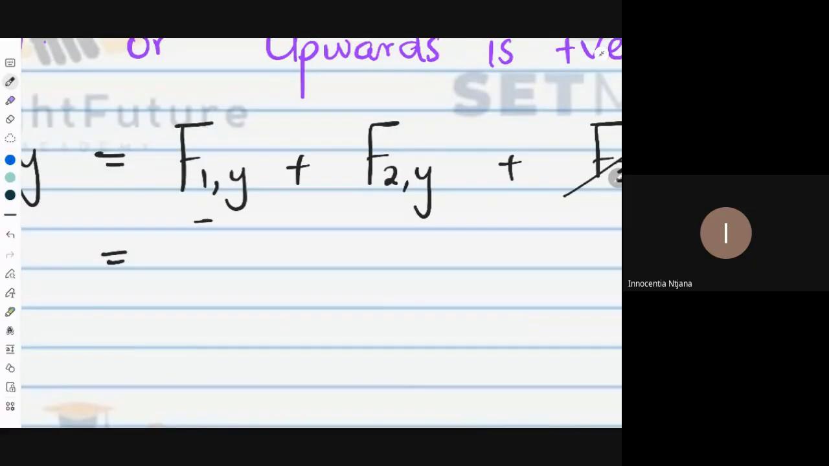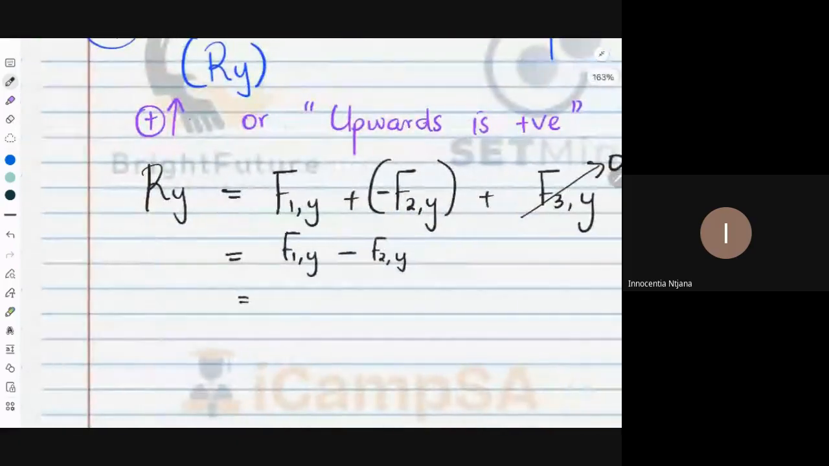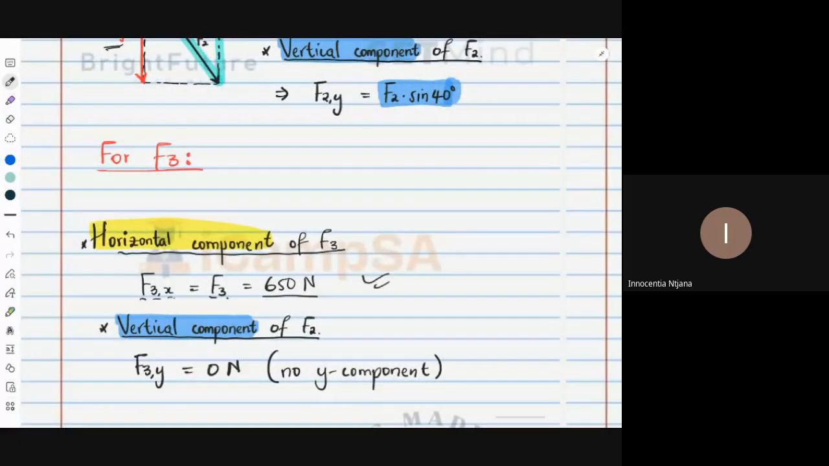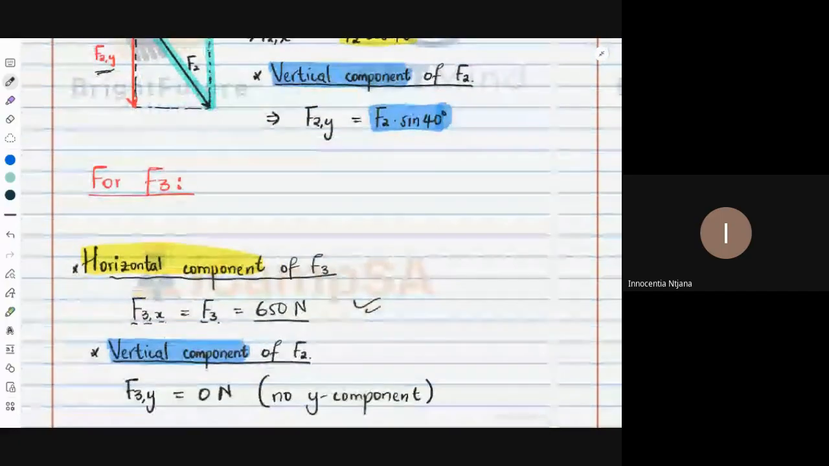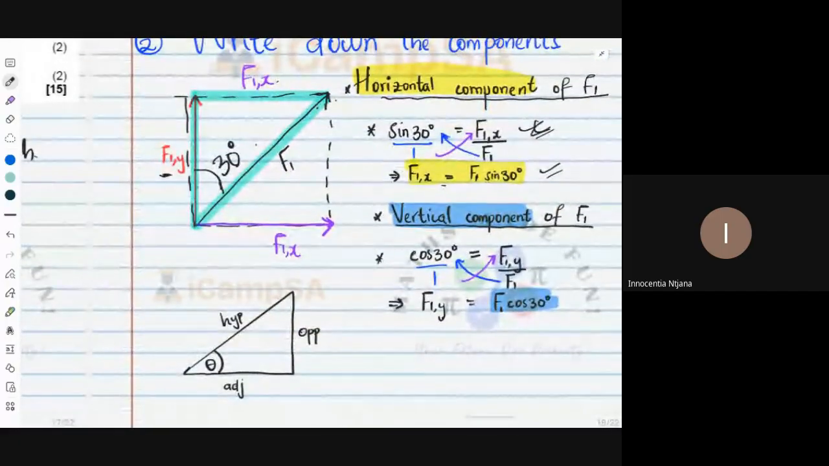And then we'll have, right? This is F1y minus F2y. So let's substitute. F1y, where's my F1y? F1y is this guy. So it's F1 cos 30.